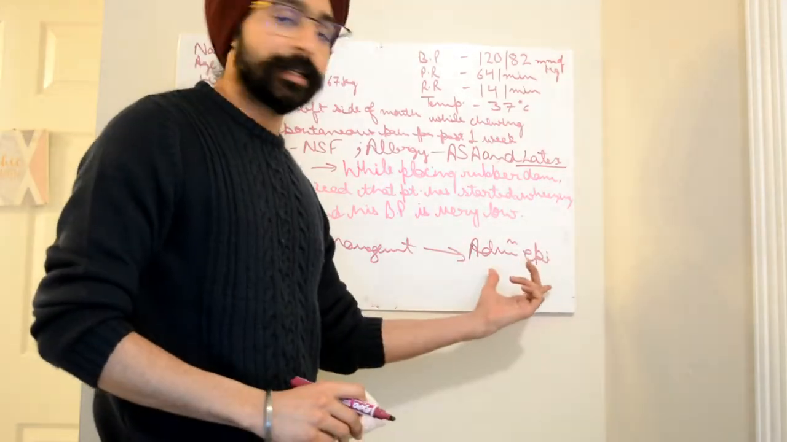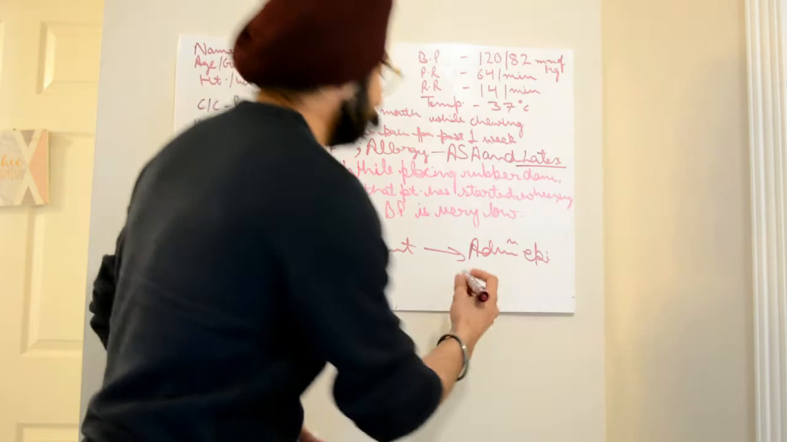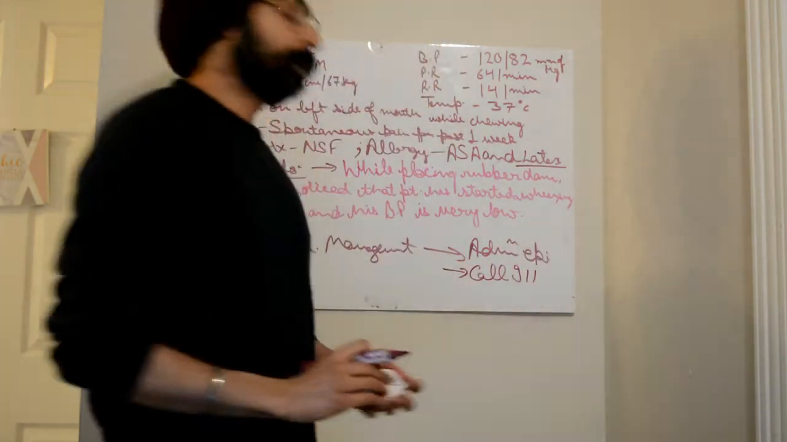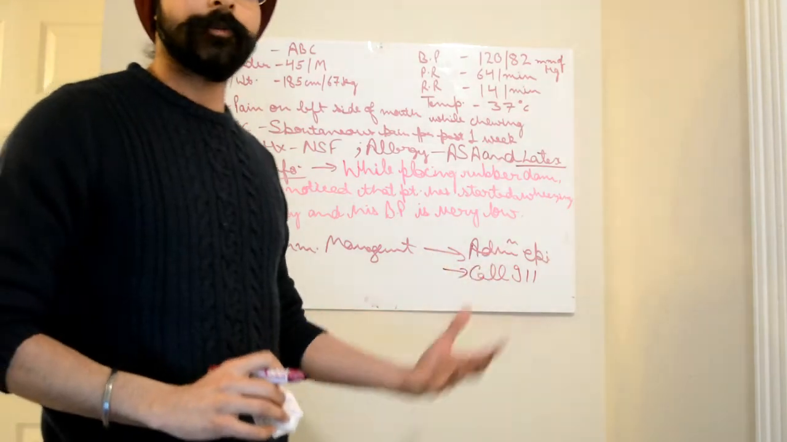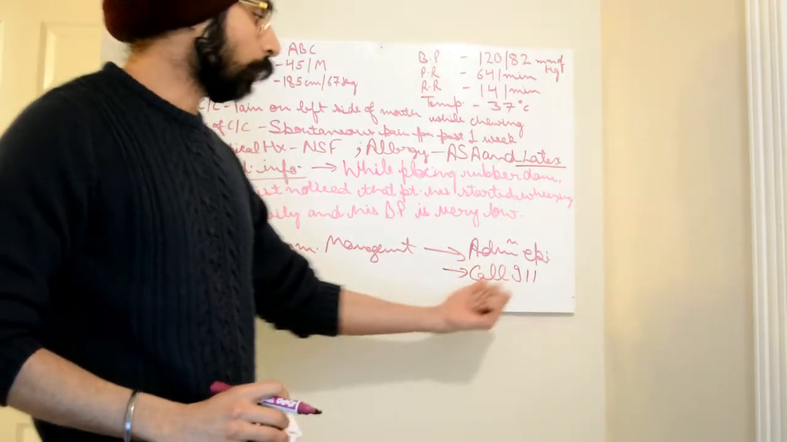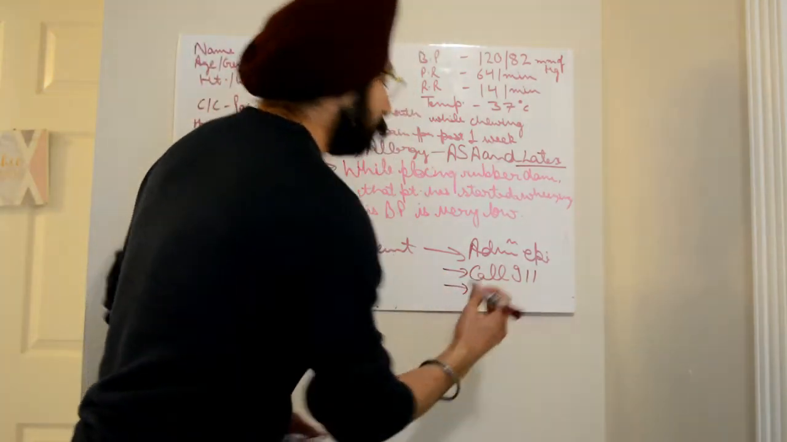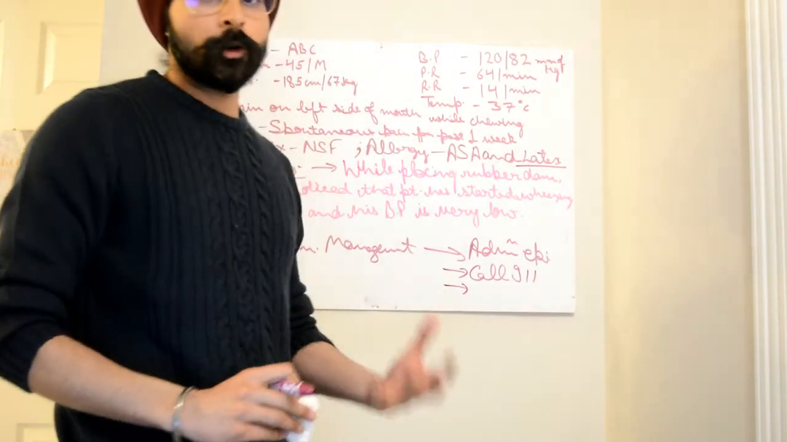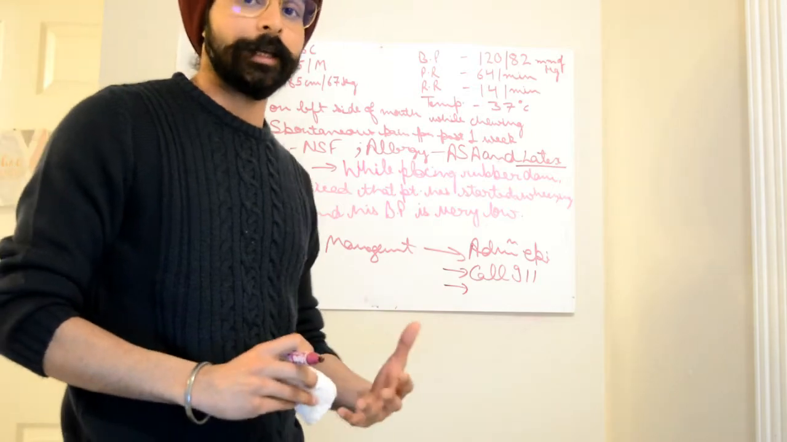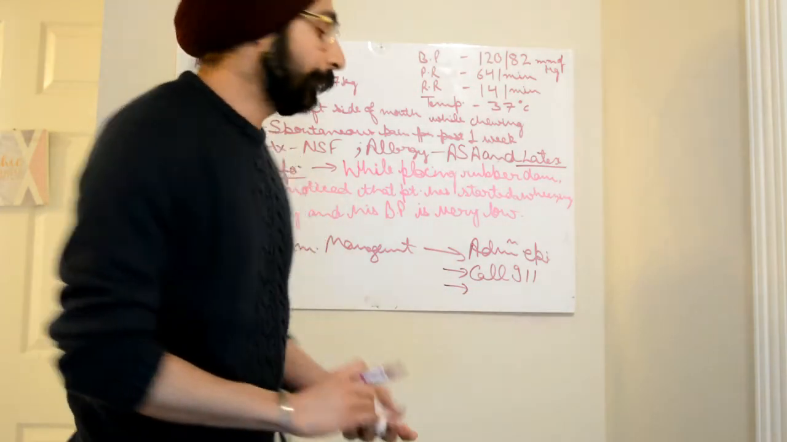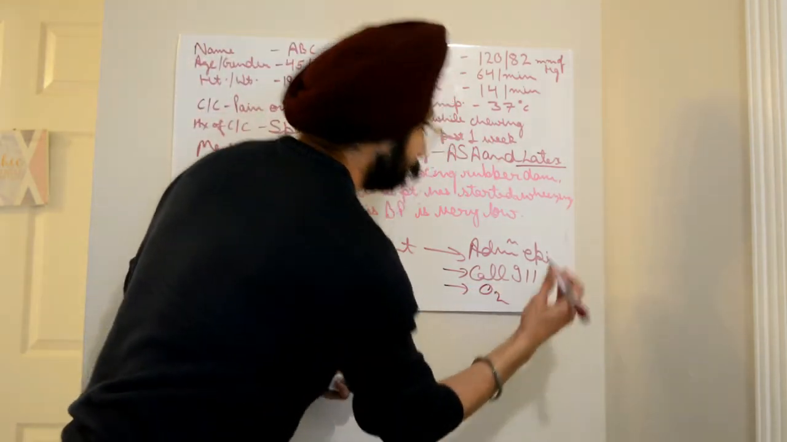First is administer epinephrine, then we need to call 911 because this situation can even lead to death of the patient. So calling emergency medical services is very important. In case of anaphylaxis, because of bronchospasm, the patient may be having difficulty in breathing. So to control that, we need to administer oxygen.